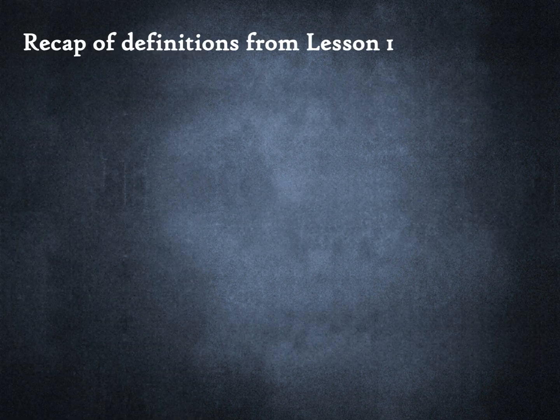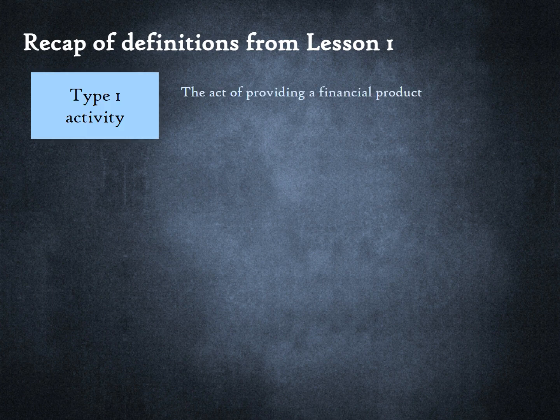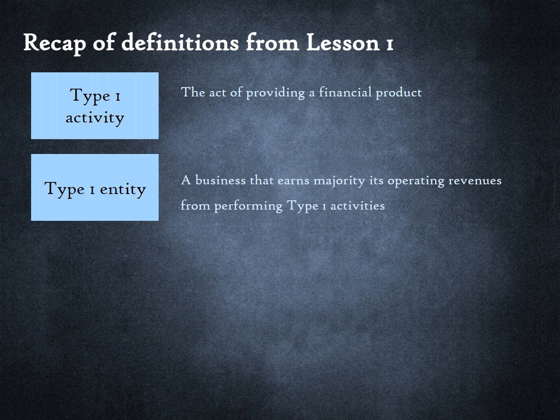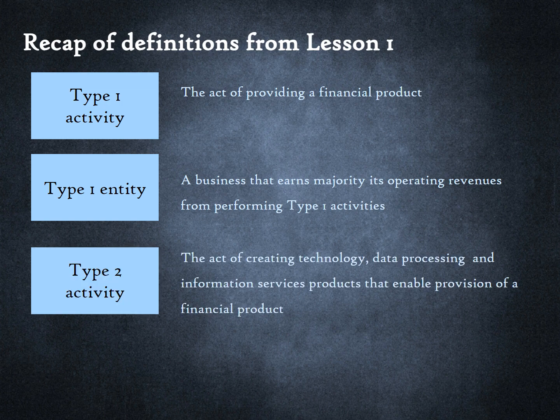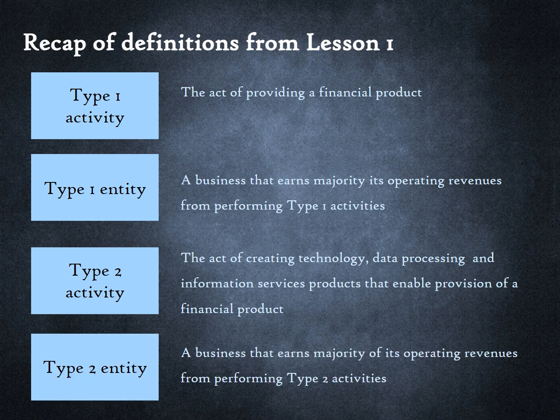digital era. We will begin with a recap from Lesson 1 of the 4 terms in our framework that describe the financial services industry. First, Type 1 activity is the act of providing a financial product, for example, issuing a credit card to a consumer. Second, Type 1 entities are entities in the financial services industry who earn majority of their revenues from performing Type 1 activities. Third, Type 2 activity is the act of creating technology, data processing and information services products that are tailored to the provision of financial products. Fourth, Type 2 entities are entities who earn majority of their operating revenues from performing Type 2 activities.